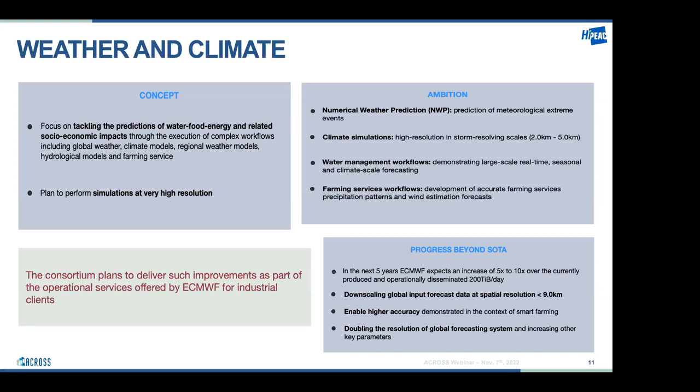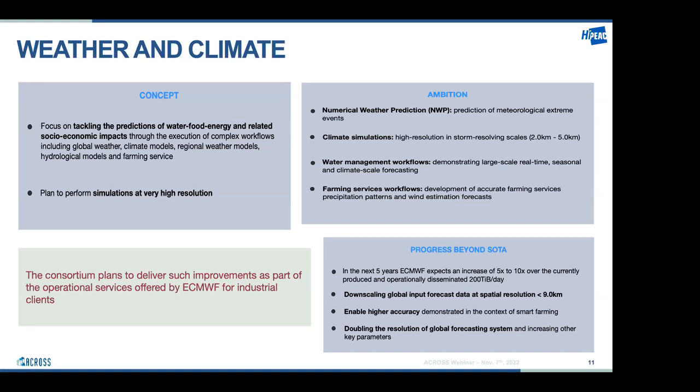Progress beyond the state of the art for them means, up to now, to manage more or less 200 terabytes per day of data, meaning to produce, and in a similar sense you have to process this large amount of data several times per day in order to create the proper products they deliver to other agencies. And doing that in the next 5 years, consider that they expect an increasing factor of 5 or 10 times the amount of data per day they have to produce or in general to manage. So 10 times means basically moving from the order of hundreds of terabytes to the order of petabytes per day.